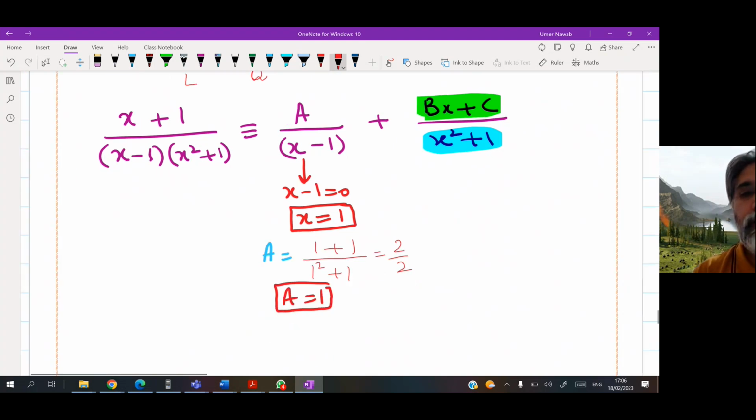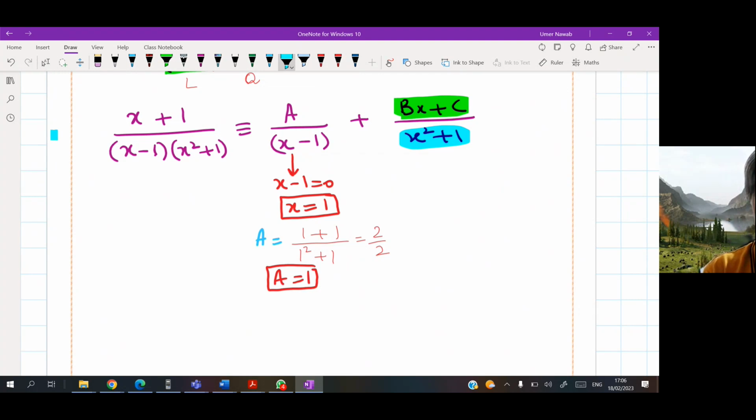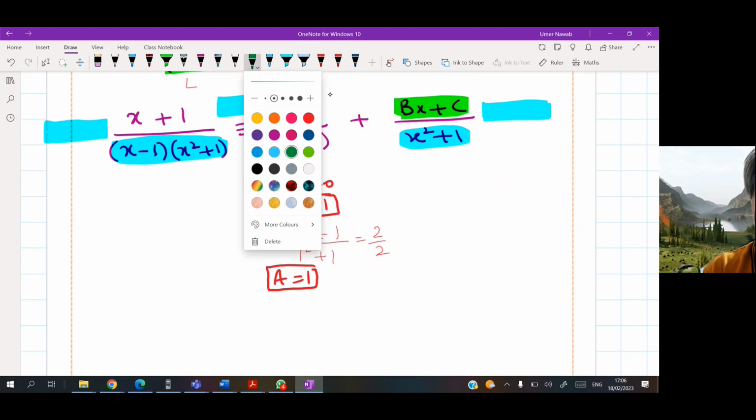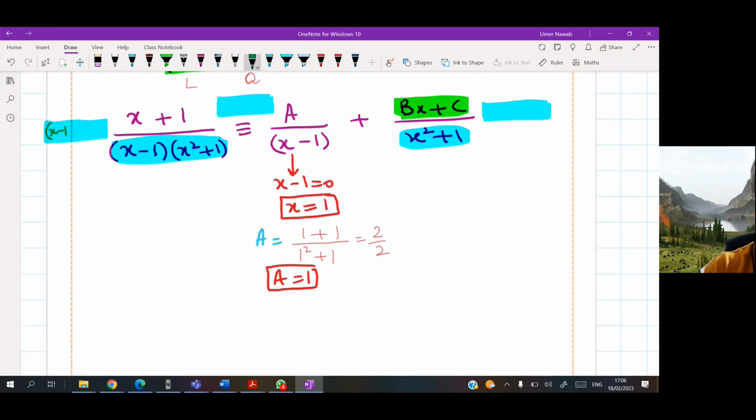Now I need to write the horizontal form. You remember, I need to multiply here, here, and here. I can easily write my expression.